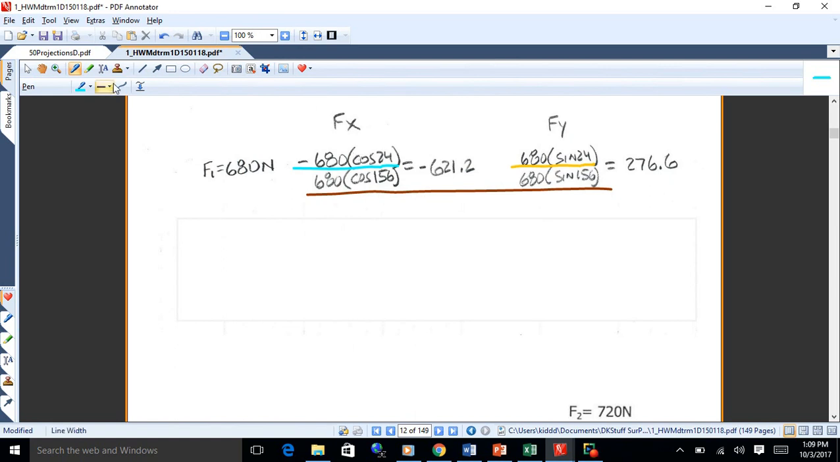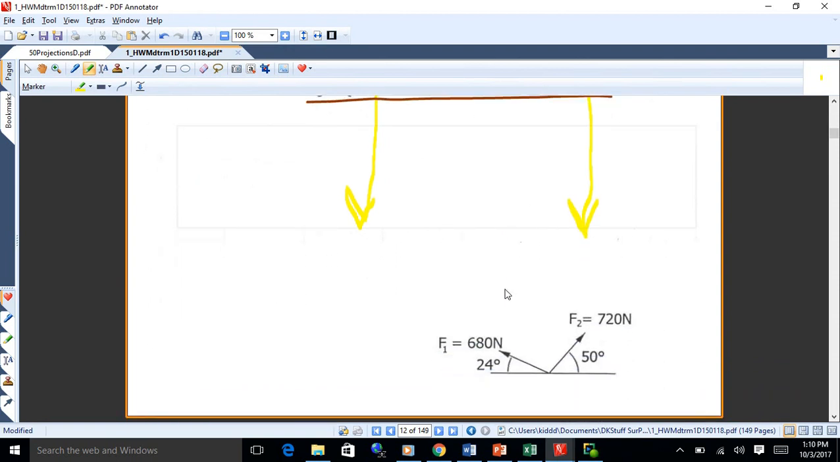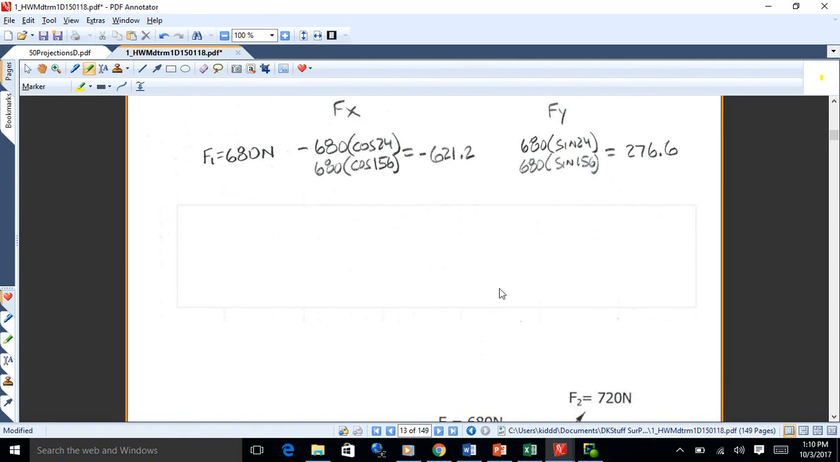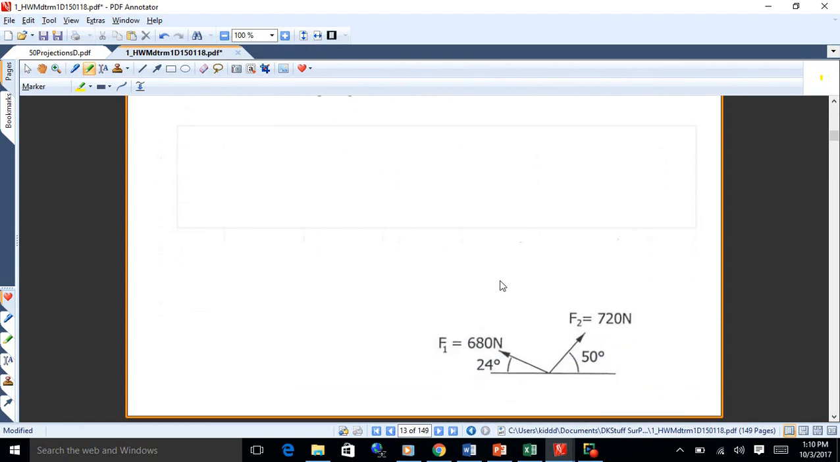And then I like to organize these things, as I've mentioned before, so that I have all the x's in a column and I just add them up, and all the y's in a column and I add those up, and then I get my resultant down below. Okay? So you'll do the same thing for F2 and just add up the x's and y's. All right, so you should get the sum of Fx is about negative 158, and the sum of Fy is about 828. Okay.